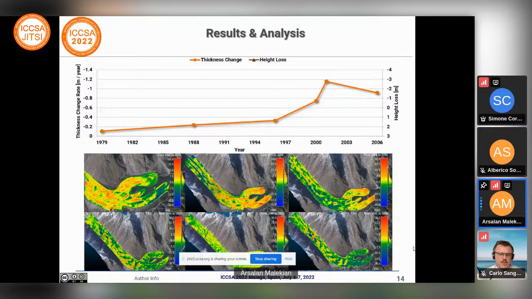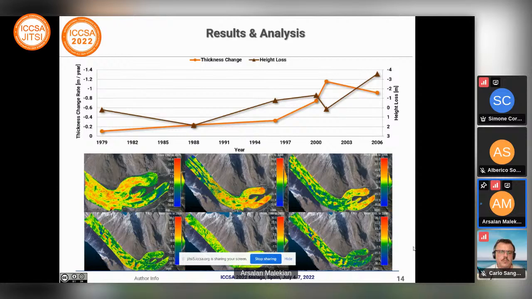Also, if we take a look at the trend of mean height change, we find generally height reduction in the glacier. However, we had an increase of height until 1988, but from 1988 to 2000, we have a negative trend. And then until 2006, this negative trend doubled to nearly minus 4 meters of mean height reduction.